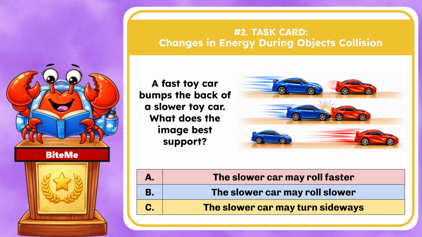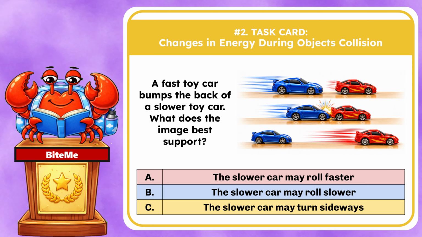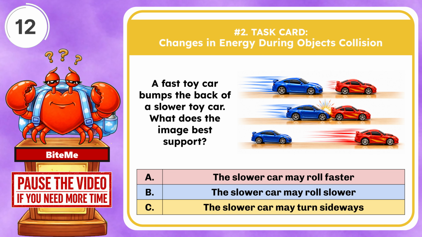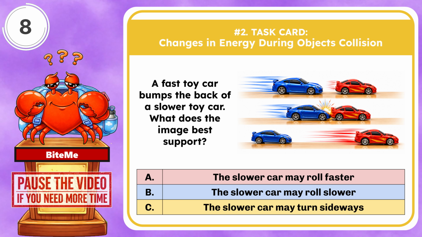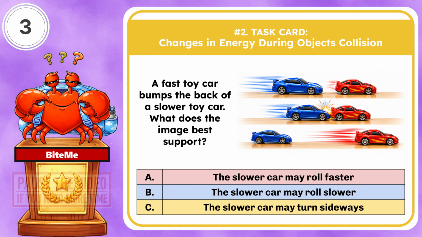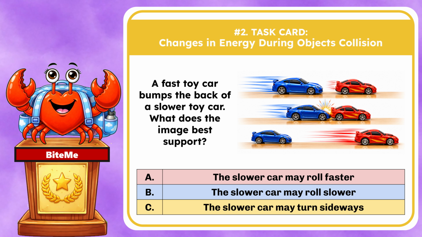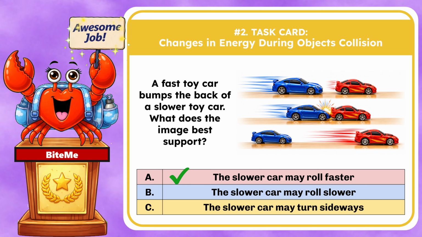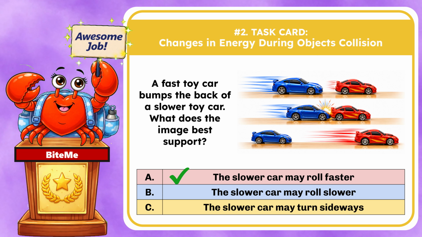A fast toy car bumps the back of a slower toy car. What does the image best support? And the correct answer is letter A. The slower car may roll faster.